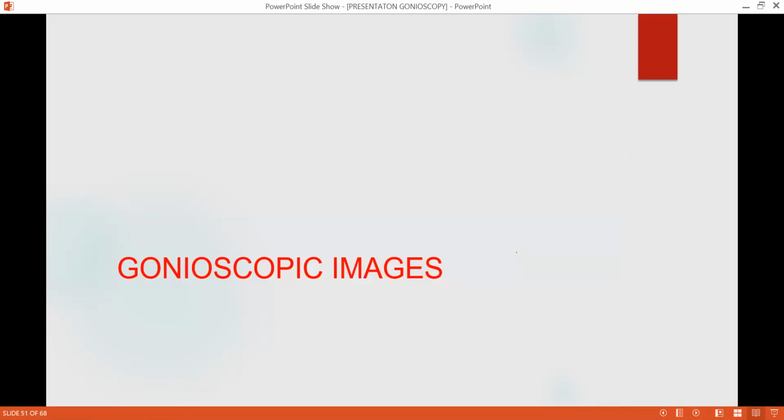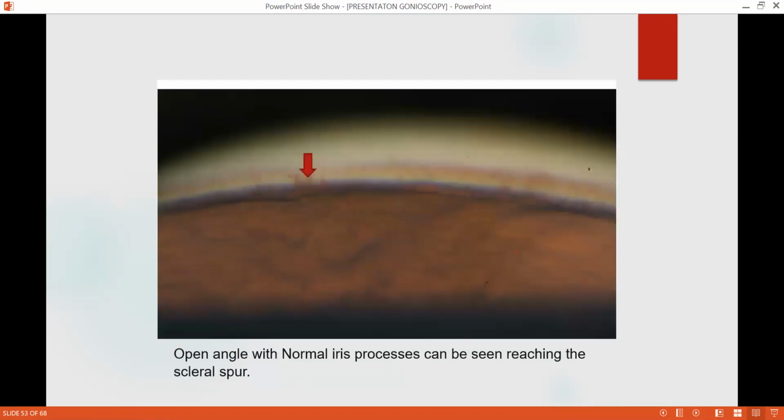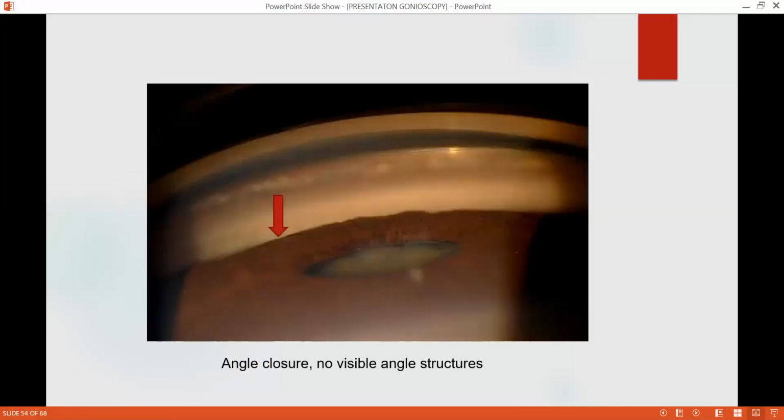There are a few gonioscopic images you can see. This is a clinical photograph of a wide open angle. You can see all structures: Schwalbe's line, trabecular meshwork, scleral spur, and a wide ciliary body band. This is another photograph of a wide open angle, and here you can see normal iris processes reaching up to the scleral spur. The red arrow indicates the fine iris processes which are normally seen. This is a gonioscopic photograph where you are not able to see any structure, so the angle is closed.